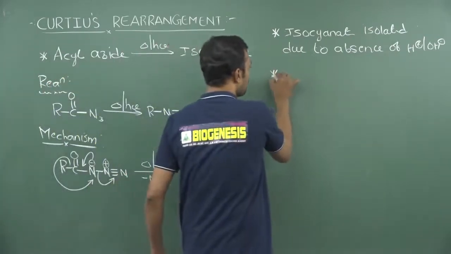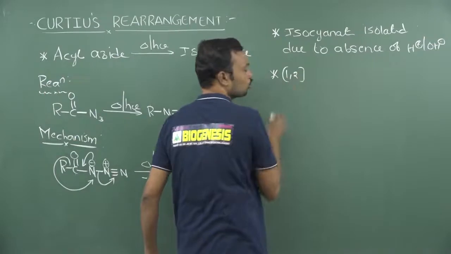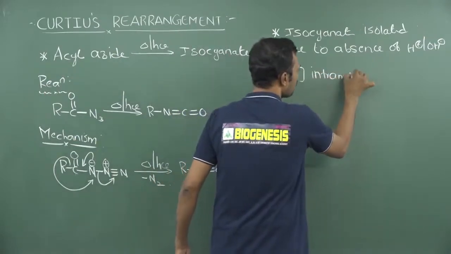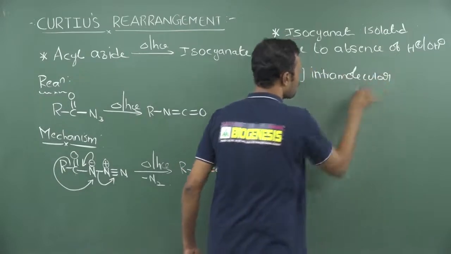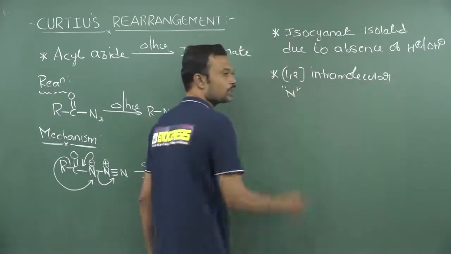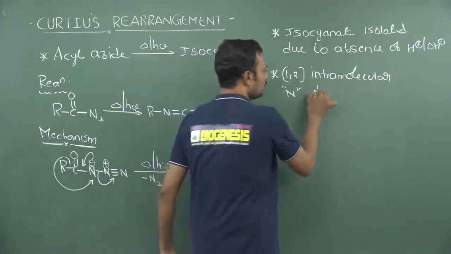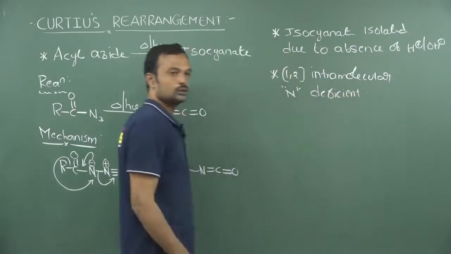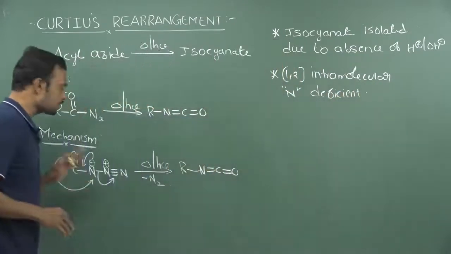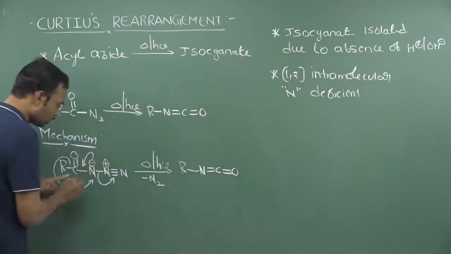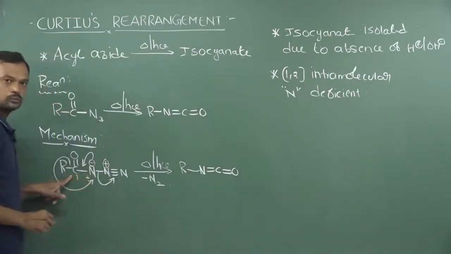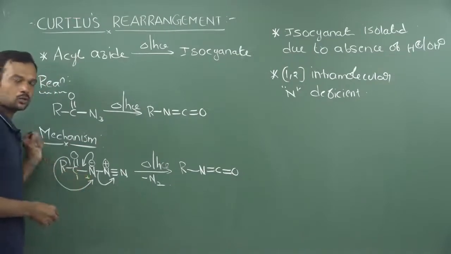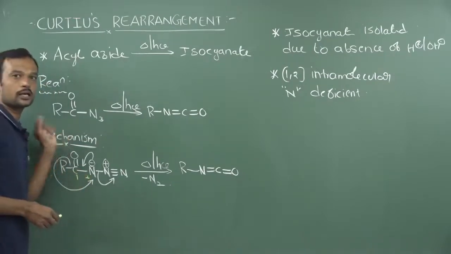Okay. Now here it is an example of a 1,2 shift. Is it intramolecular or not? Yes. So we can say simply it is a 1,2 intramolecular, nitrogen-deficient rearrangement. So we can say clearly that here it is a nitrogen-deficient rearrangement. Now the group is migrating from 1 to 2, meaning from carbon the group is migrating onto nitrogen. So definitely it will proceed like a nitrene.